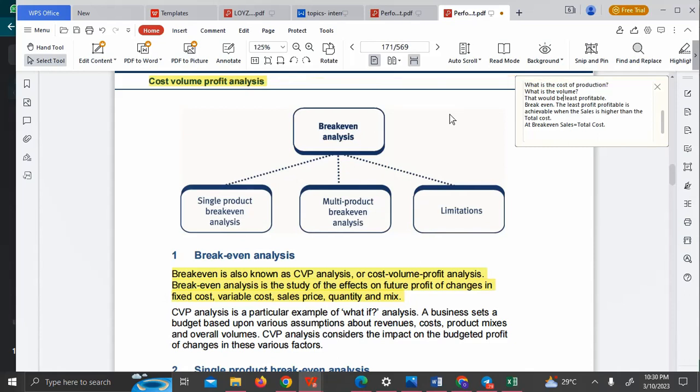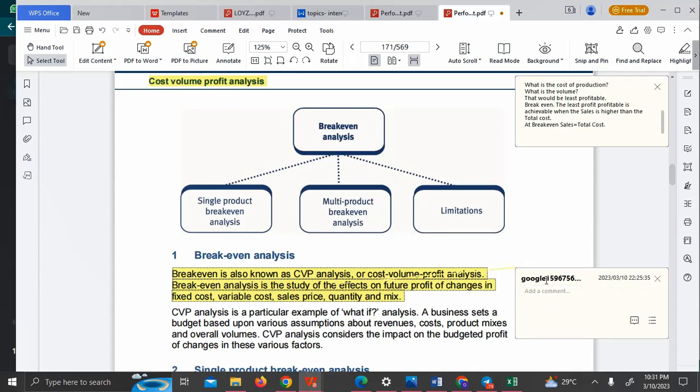That means if you break even, it just means that you only recovered your total cost of production. You did not make a profit. So at that point, that's the least profitable production level. Break even, which is sales equals total cost, is the least profitable level. Anything you produce or sell below that level will result in a loss. Do you get my point?